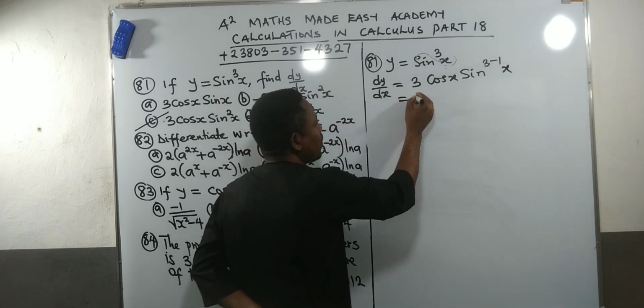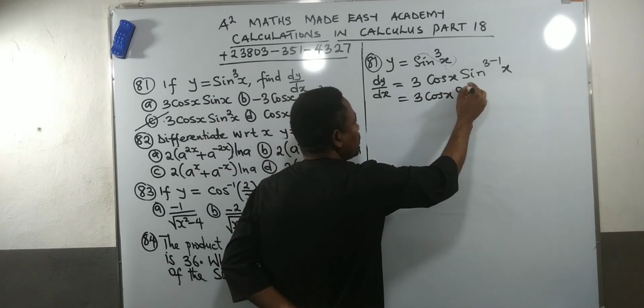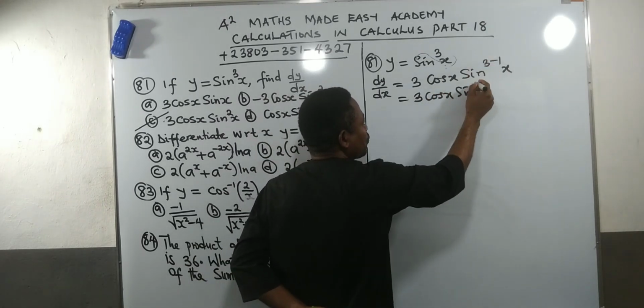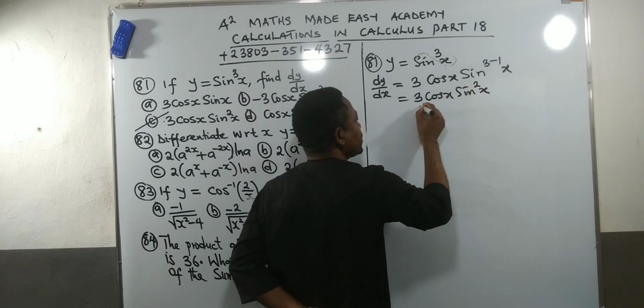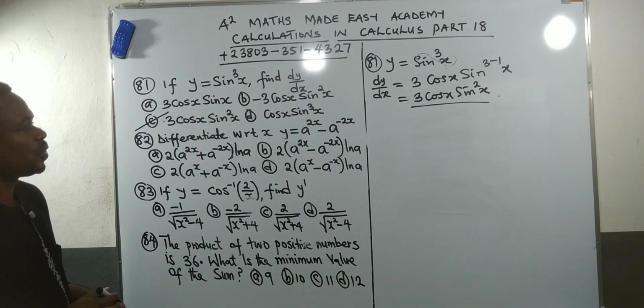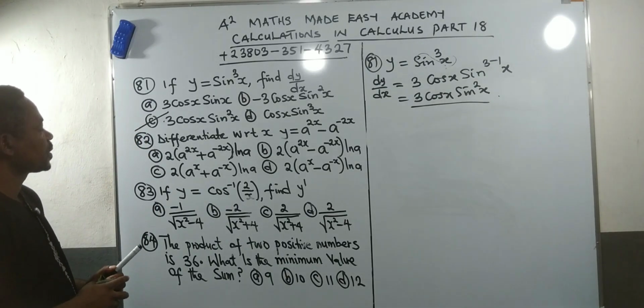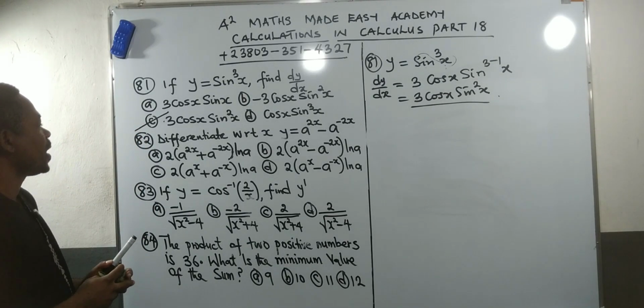Then if I continue, I'll be having 3 cos what? x. Are you with me? Then sine to the power. What is 3 minus 1? It will give you 2 of what? x. And that is the final answer. Do you get me now? So this is what we call shortcut, and that is all. So which means the correct answer is option what? C.